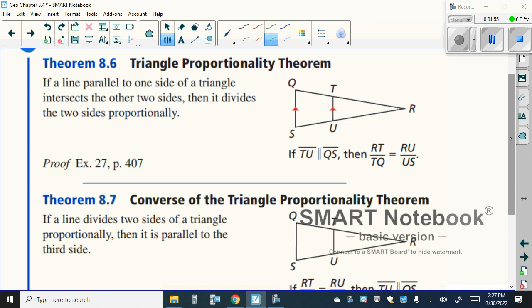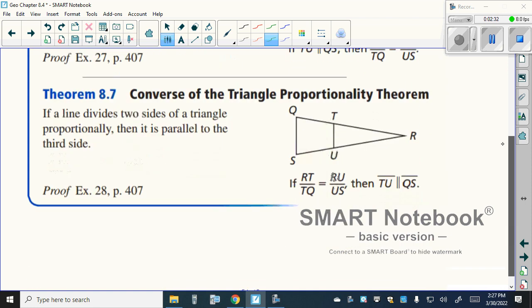Now, this theorem states if a line is parallel to one side of a triangle, these two lines here are parallel, then the intersecting line divides the two sides proportionally. So A, B, C, D. Since these two lines are parallel, it's telling us that A over B is going to be in the same proportion as C over D. These sides are going to be proportional, because for those two lines to be parallel, the distances have to be the same.